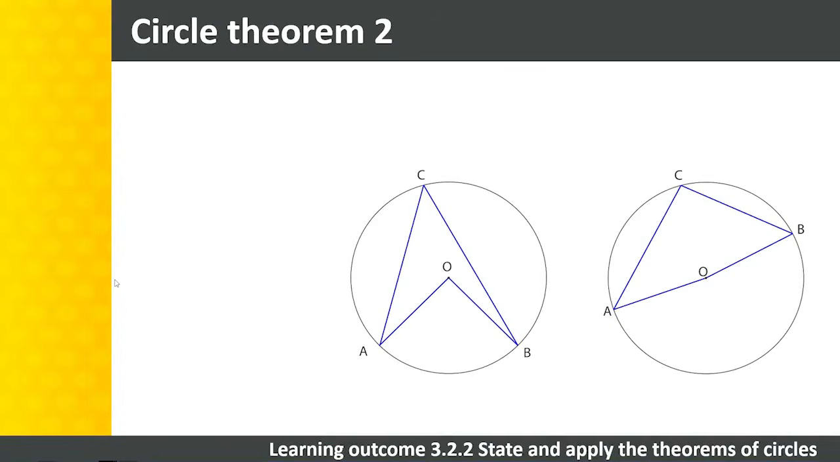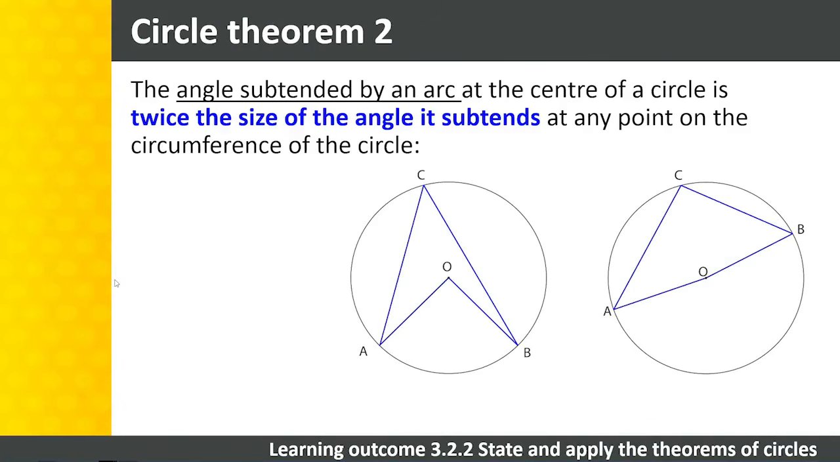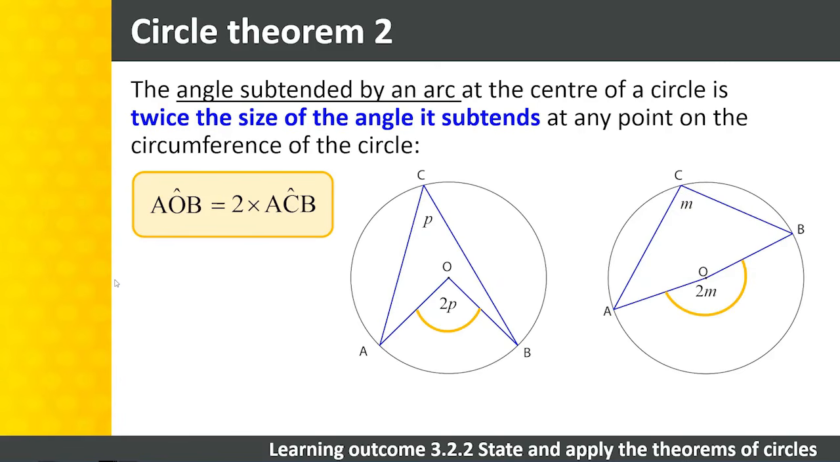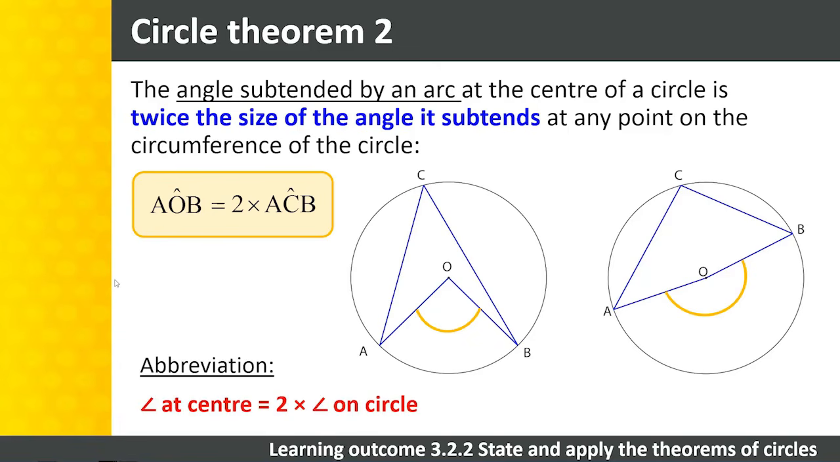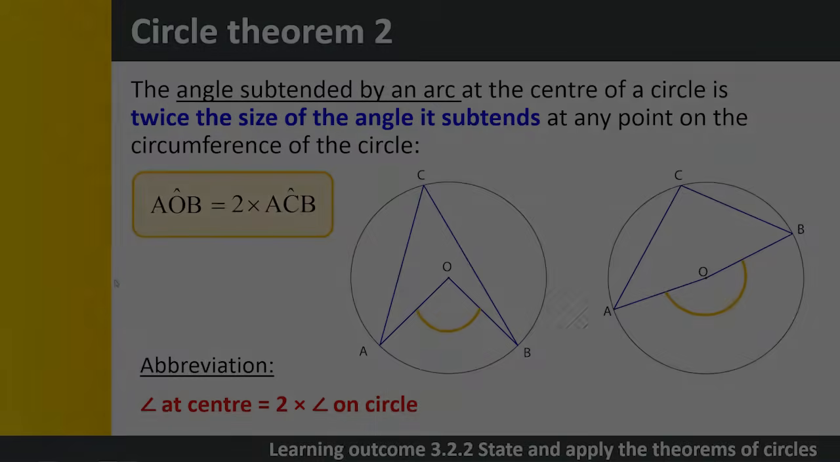Theorem 2. The angle subtended by an arc at the center of a circle is twice the size of the angle it subtends at any point on the circumference of the circle. Angle AOB is equal to 2 times the angle ACB. To give this theorem as a reason, write it like this: angle at center equals 2 times angle on circle. Let's watch a video showing a lecturer working through an example applying this theorem.